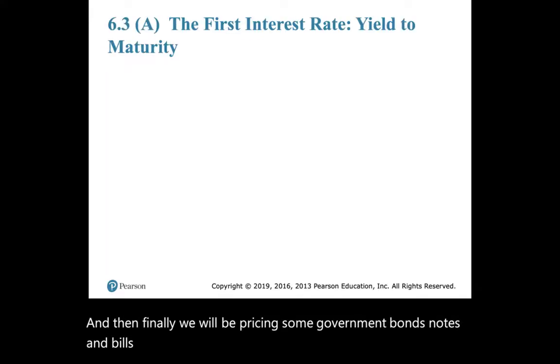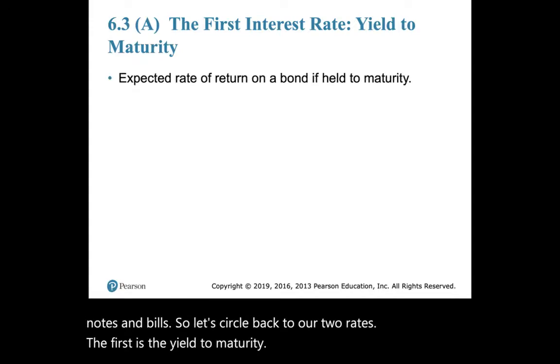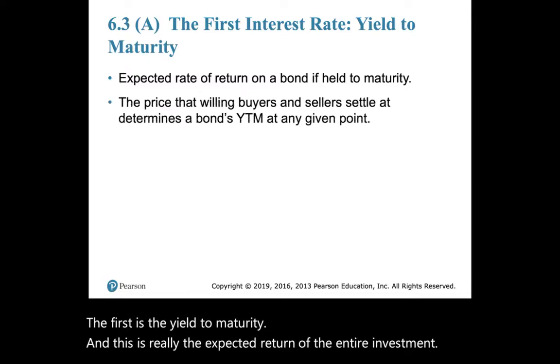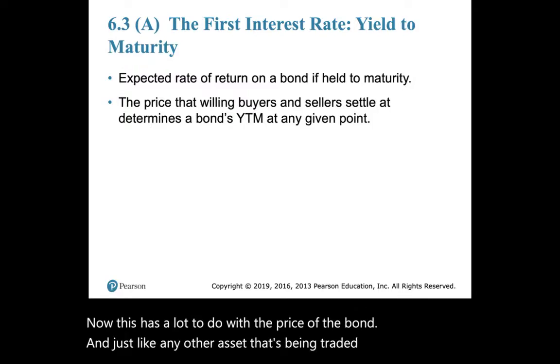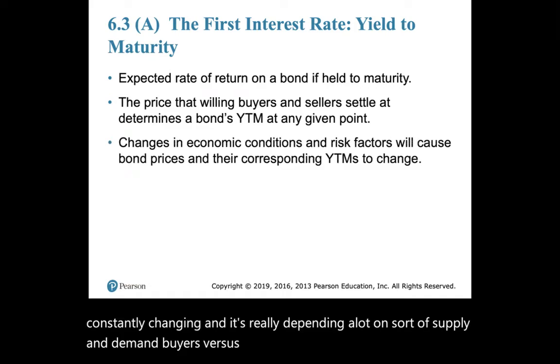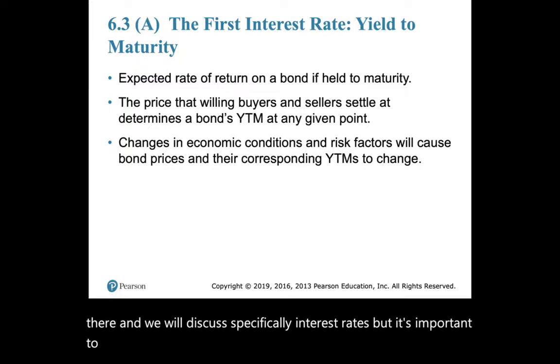So let's circle back to our two rates. The first is the yield to maturity, and this is really the expected return of the entire investment. Now this has a lot to do with the price of the bond, and just like any other asset that's being traded, the price is constantly changing, and it's really depending a lot on supply and demand, buyers versus sellers. Now there's a lot of factors out there, and we will discuss specifically interest rates, but it's important to understand that it is a fluctuating rate constantly being changed.